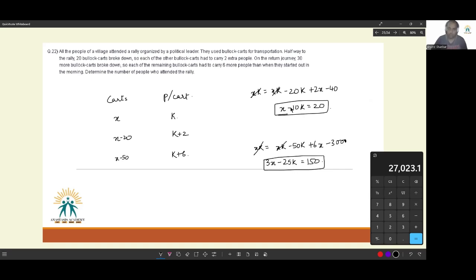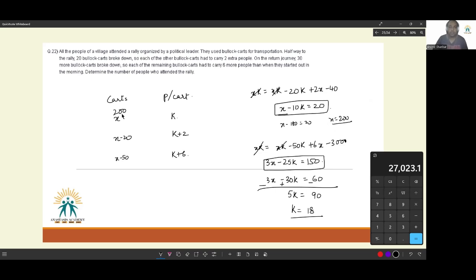So let's multiply this by 3. We'll have 3X minus 30K is equal to 60, which gives us, minus plus minus 5K is equal to 90, or K is equal to 18. If K is equal to 18, X minus 180 is equal to 20, or X is equal to 200.